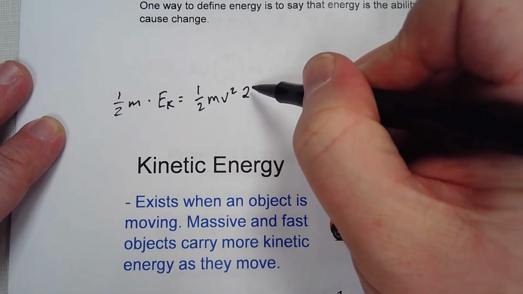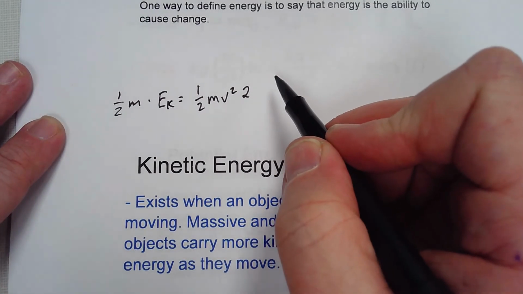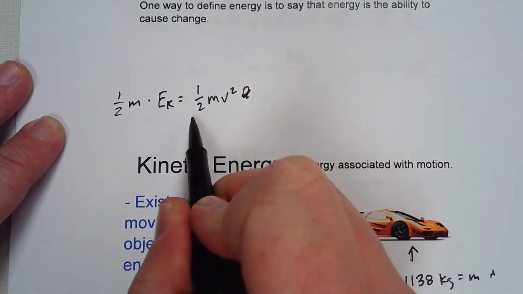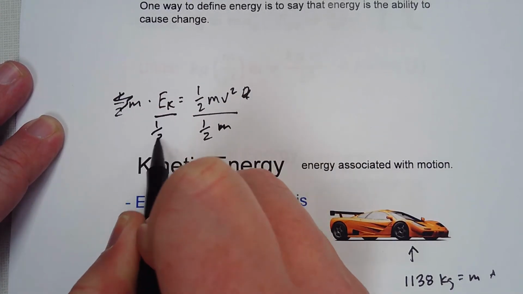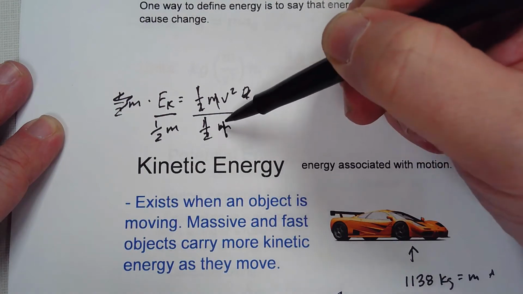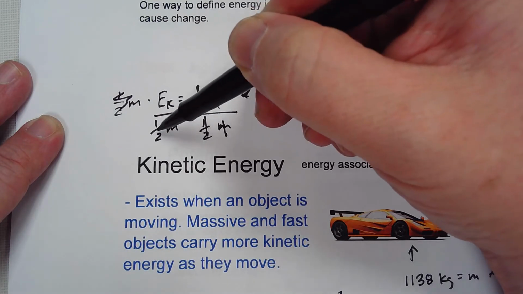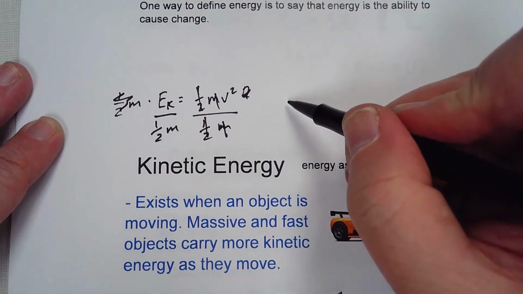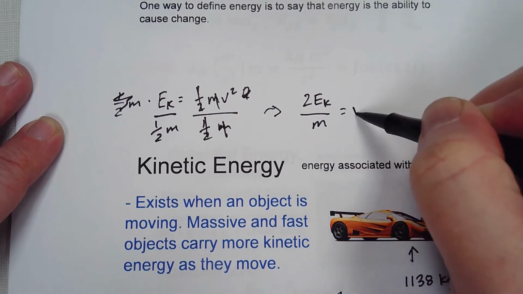times 2. We'd have to divide by half the mass, which is like multiplying by 2 and dividing by mass. So let's just do it this way. Divide by half the mass. So we're dividing by half the mass by half the mass. That cancels. If we do the kinetic energy divided by mass on the other side, that's fine, but dividing by a fraction looks a little silly. So instead of dividing by a half, let's multiply by 2. So that becomes 2 times the kinetic energy over the mass equals the speed squared.